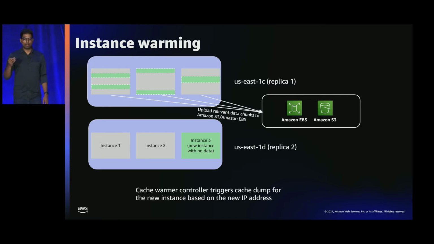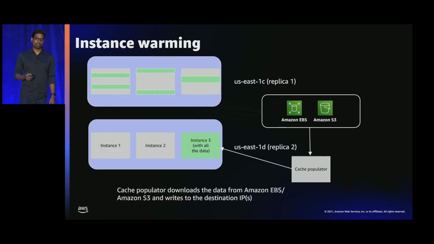And once the data is uploaded to EBS or S3, there is another microservice called cache populator, which reads this data from EBS and S3, and it will start writing to the brand new instance that came up. So while all of this is happening, the reads can be served by the other healthy replica. It's just that the clients or the apps will see a momentary increase in latency because they're retrying on multiple replicas for a given request.